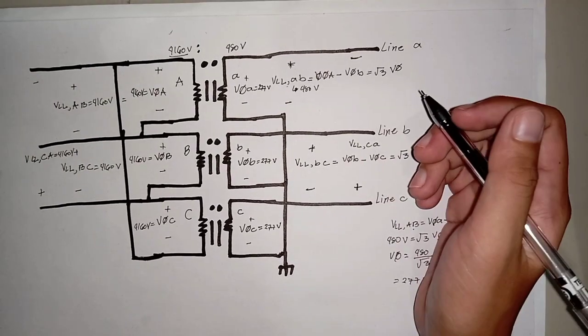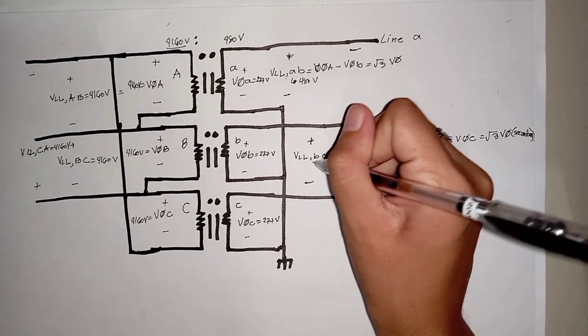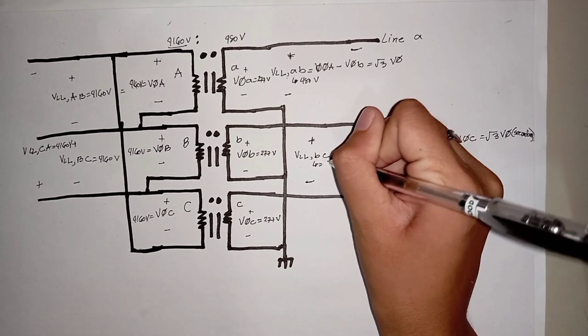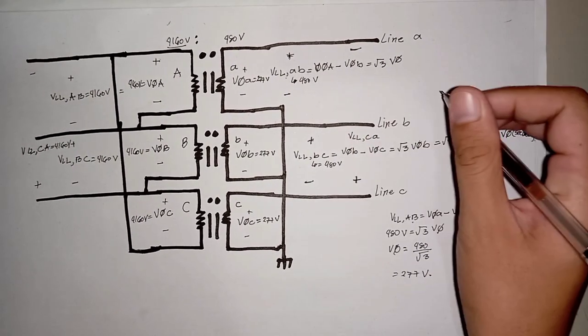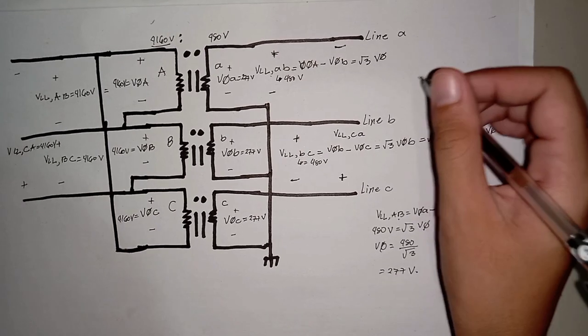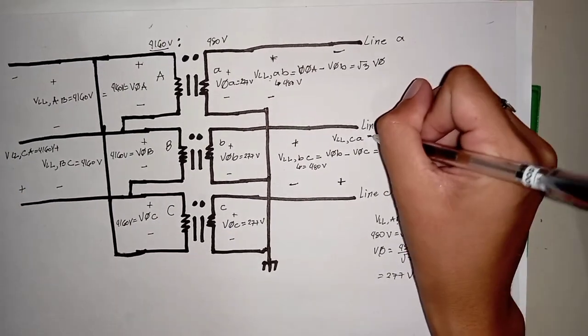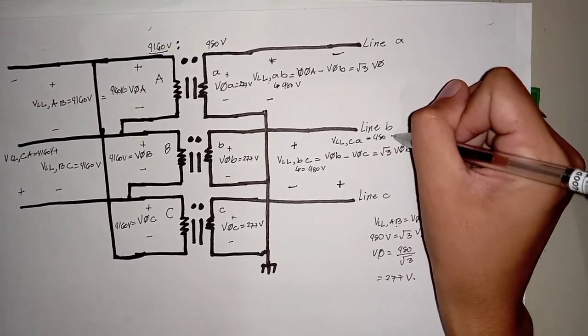And the line-to-line voltage across line B and line C is equal to 480 volts, and the line-to-line voltage across line C and line A is equal to 480 volts.